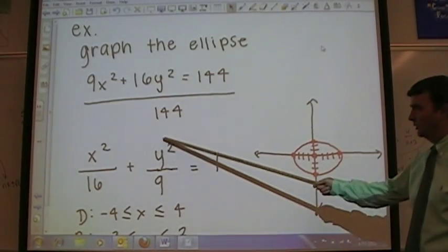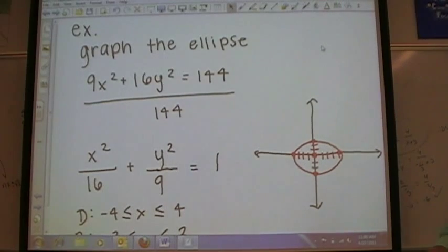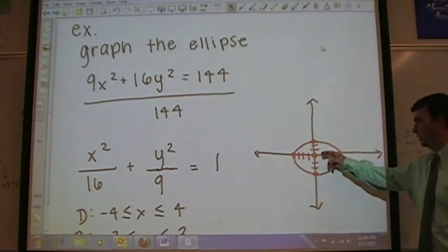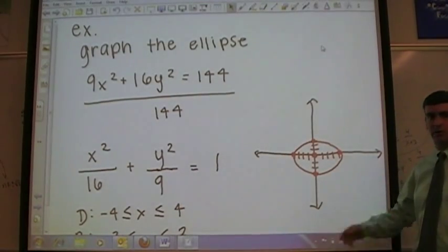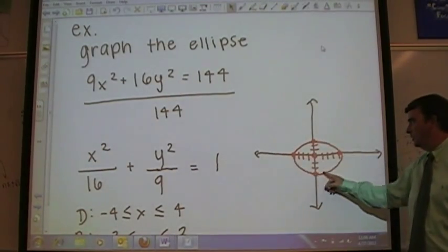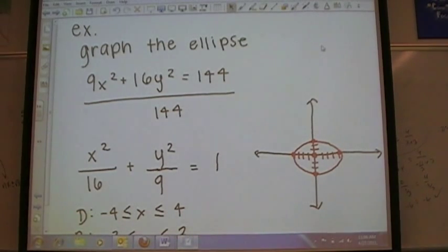Now look at the number under the y. 9. What's the square root of 9? 3. Go up 3, down 3 on the y. You're set. You're done. Connect those 4 points with your ellipse.